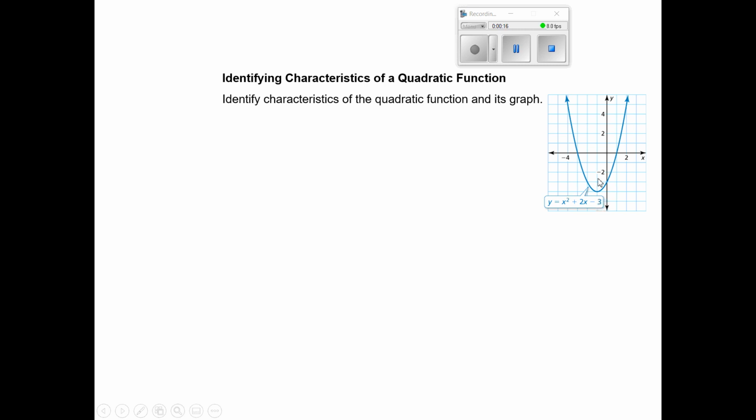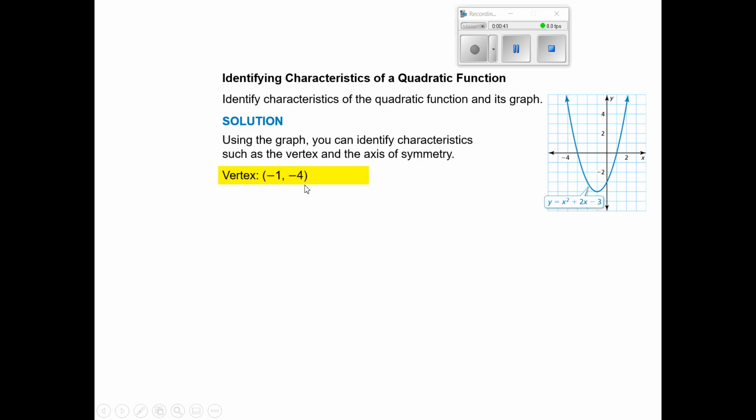We can see over here that it has an axis of symmetry of, well, this is 2, then this must be -2. That would make this -1, right? So the axis of symmetry is -1, and the vertex, if this is -2, then this would have to be -4. So I'm going to say -1, -4. All right, there we go. That's the vertex, and our axis of symmetry is -1.